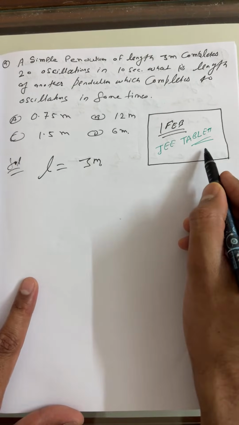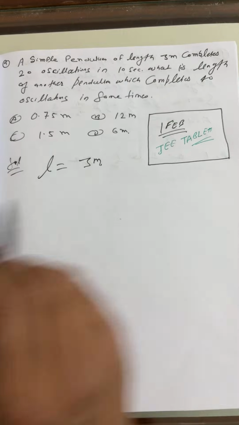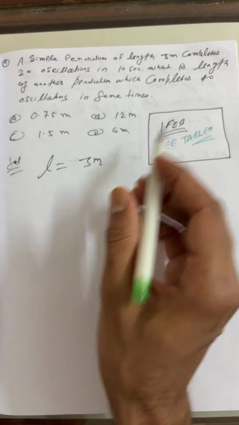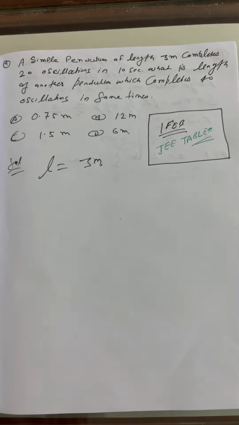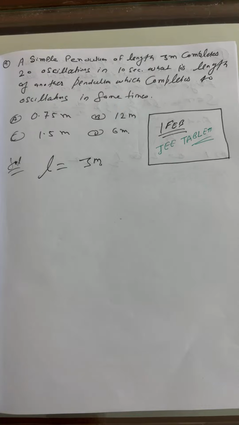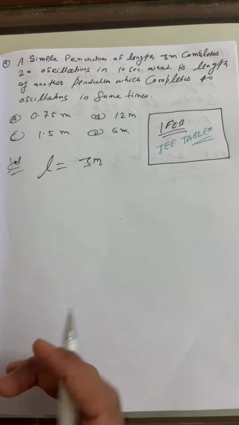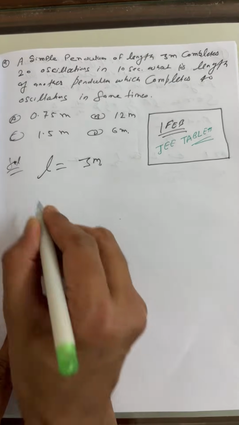I'll start the tablet course here with the April JEE Main shift. I can see session 2, length 3 mentioned here. A pendulum completes 20 oscillations in 10 seconds. What is the length of the pendulum which completes 40 oscillations? For timing they are asking, length they are asking. Simple. I hope all of you remember.